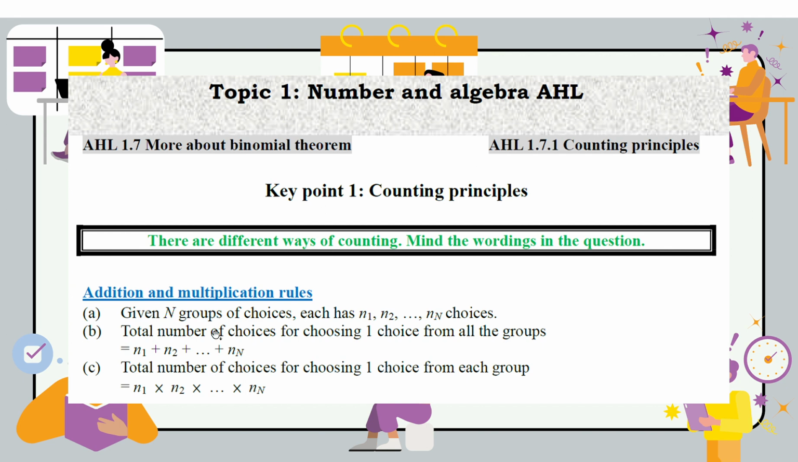If we have n groups of choices, each with a number of choices, and they ask for the total number of choices of choosing one from all the groups, then just add all the choices together. But if they say the total number of choices for choosing one choice from each group, each group can have n1, n2, n3 ways to do so, so multiplying all together gives the number of ways. So this is the addition rule and this is the multiplication rule. Try to understand which to use in different scenarios.